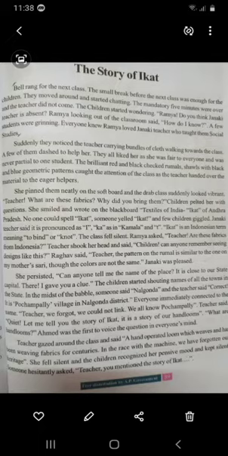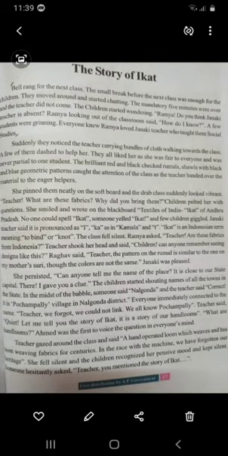Everyone identified the name. Everyone immediately connected to the name. Teacher, we forgot, we could not think. So, we could not identify it. They accepted, we all know Pochumpalli. Teacher said, quiet. Let me tell you the story of Ikat. It is a story of handlooms.